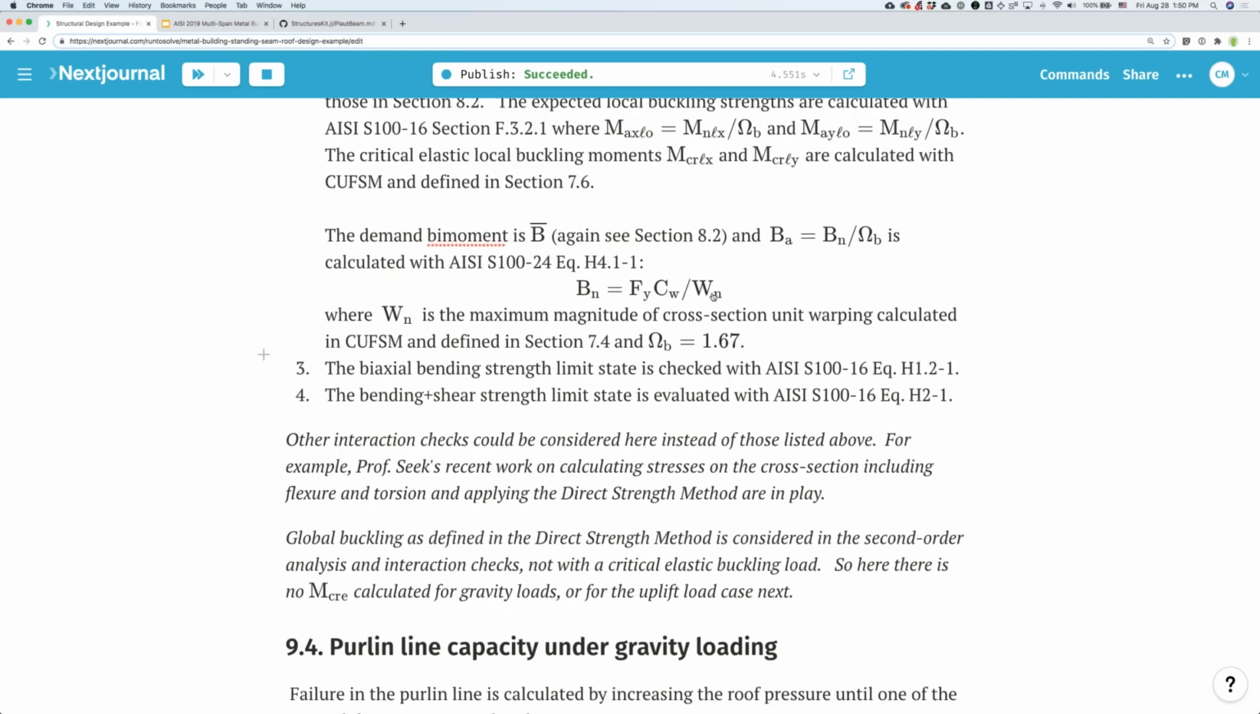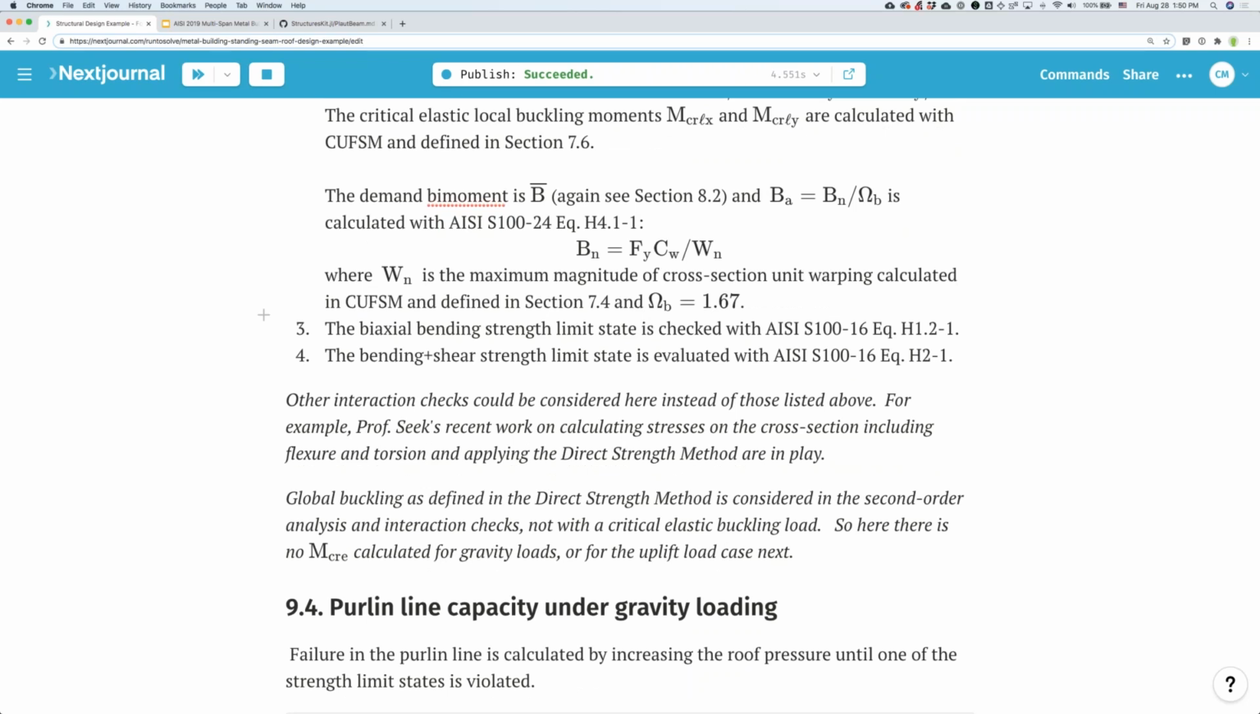And this explains in more detail what that WN was above, and how you can calculate it. This is a first yield criterion for the torsion. So BN is a bi-moment capacity defined based on first yielding in the flanges.